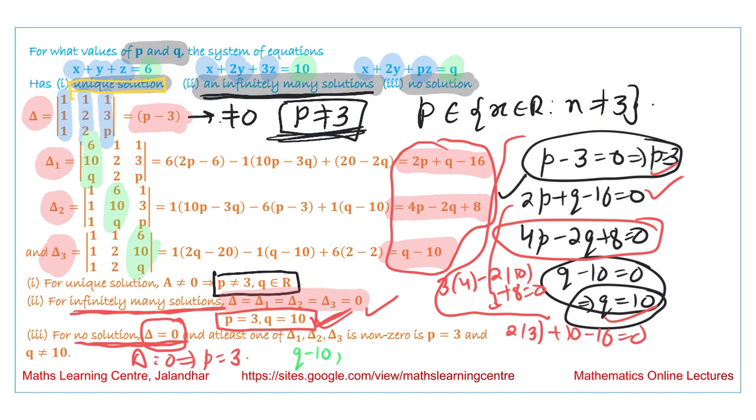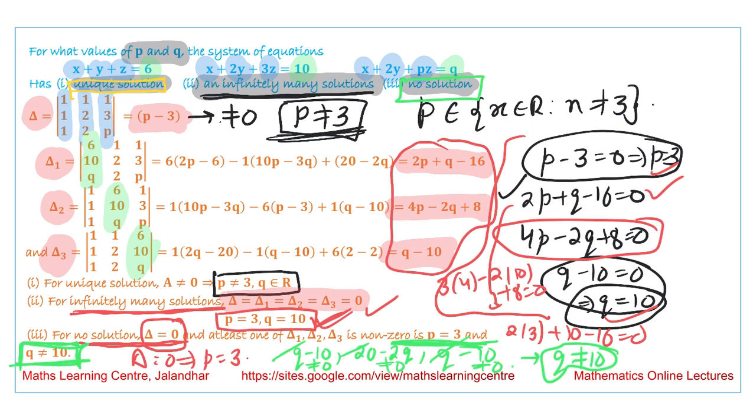Second equation will become 20 minus 2q, and the third equation will become q minus 10. So we are saying that at least one of them should not be equal to 0. These should not be equal to 0. So what we are getting is that q should not be equal to 10. From all these three equations, we are getting q should not be equal to 10. So we are saying that this system will have no solution when p is equal to 3 and q is not equal to 10.